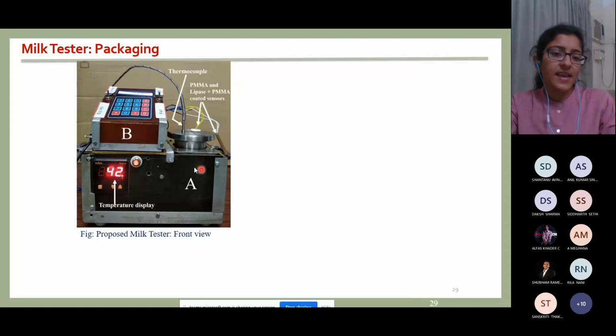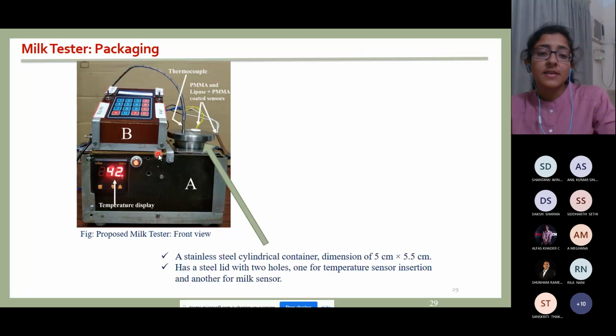Here you can see this A is the heater, meaning the temperature controller. We are keeping it at 42 degrees centigrade, because that is the optimum temperature. And this B part is the signal conditioning circuit which we are keeping. So this is the temperature controller A, and this is B. And after that, this is a very basic design of this prototype. The operation was successful, but the design is not that great.